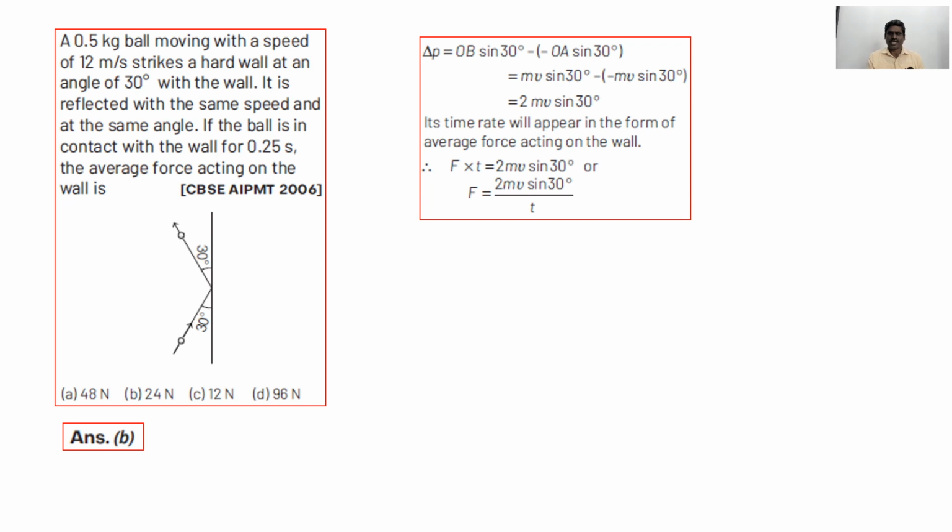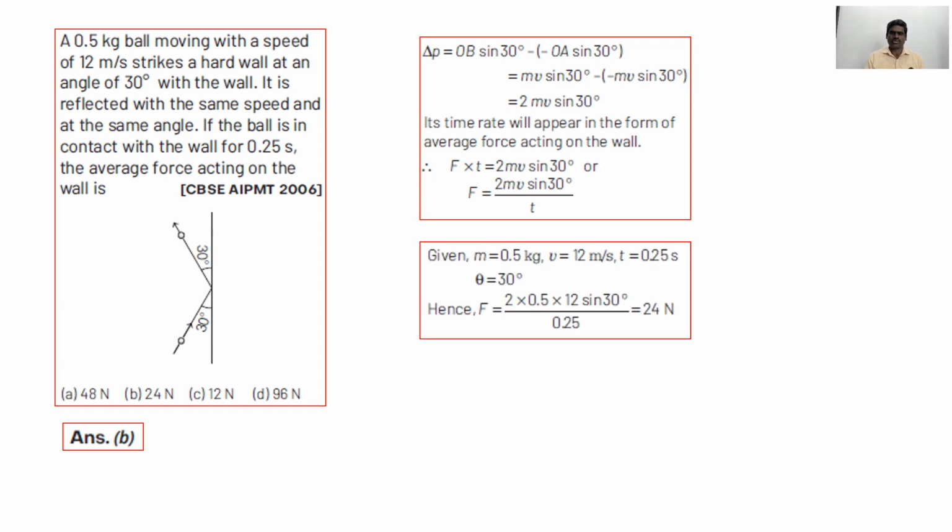That is, change in momentum is equal to impulse, that is equal to force into time. Therefore, F into T equal to 2mv sin 30. Then F equal to 2mv sin 30 by T. And on substituting, m equal to 0.5 kilogram, v equal to 12 meter per second, t equal to 0.25 second, and theta equal to 30 degree. On simplifying, we will get force F equal to 24 Newton, that is option B.